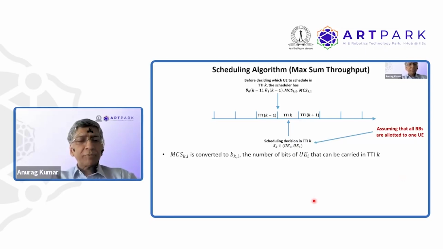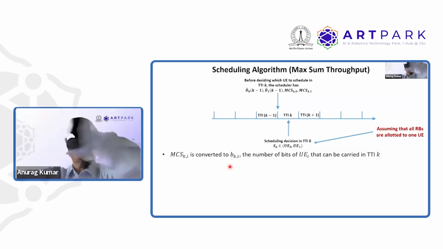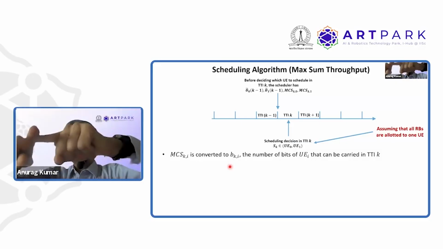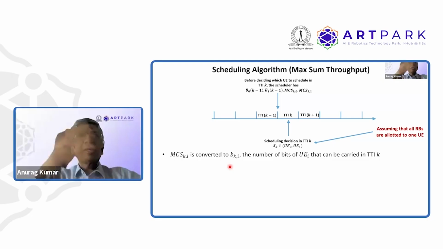So what do we do? We first of all convert the MCS to bits. How is that done? You look up the MCS in the table. In the table, you'll find that this is so many bits per symbol. You have the OFDMA grid. Multiply, as I already showed you earlier, and you get 20 packets that you can transfer.